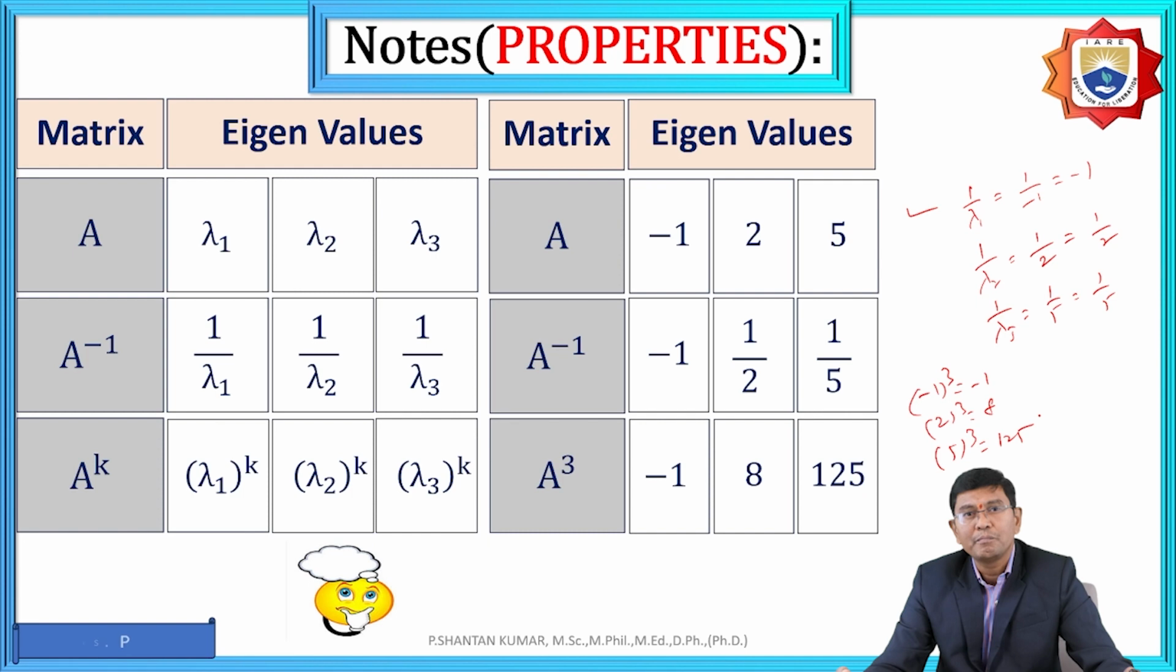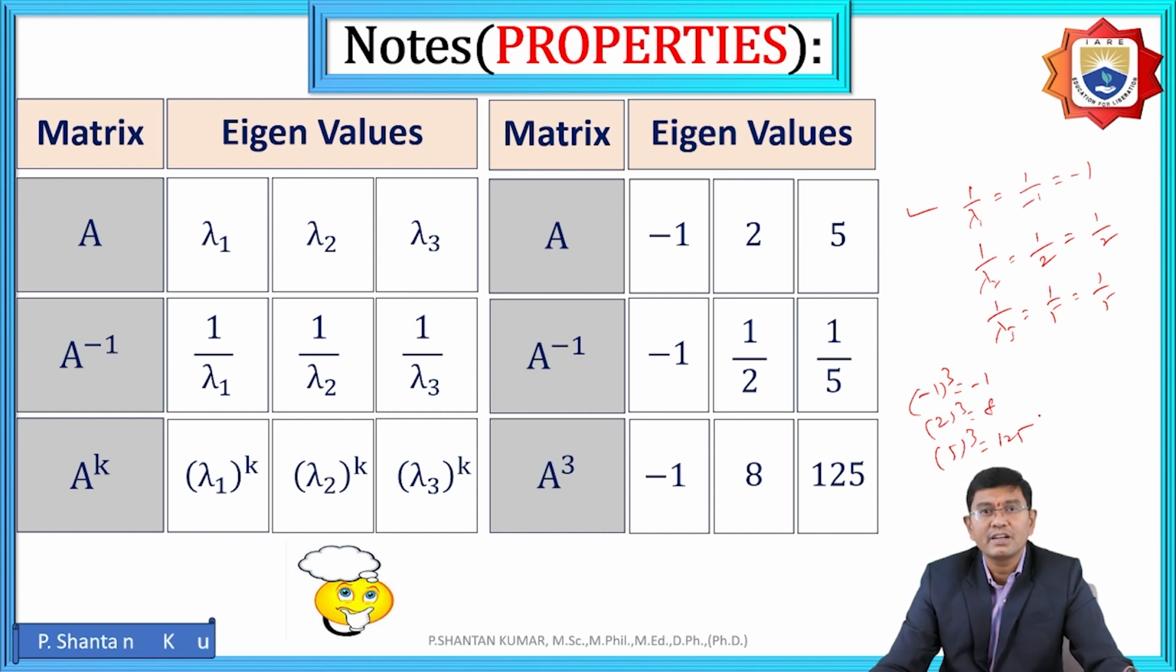These are the properties of the eigenvalues we need to remember. Like in the previous one, for a diagonal matrix, the eigenvalues are the diagonal elements. For an upper triangular matrix and a lower triangular matrix, the diagonal elements are the eigenvalues of the matrix. And here also, the inverse gives the reciprocal of the eigenvalues, and the power of the matrix gives the power of the eigenvalues. These are a few properties of the eigenvalues of the given matrix.